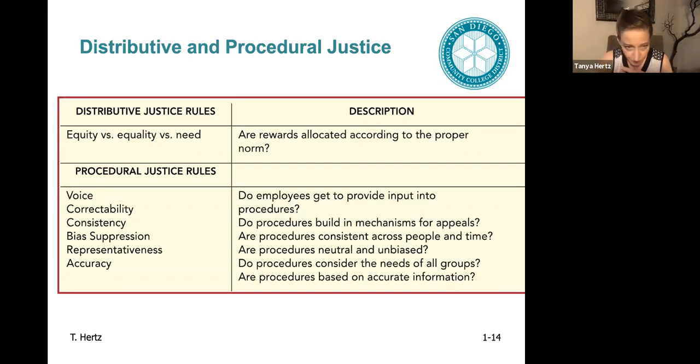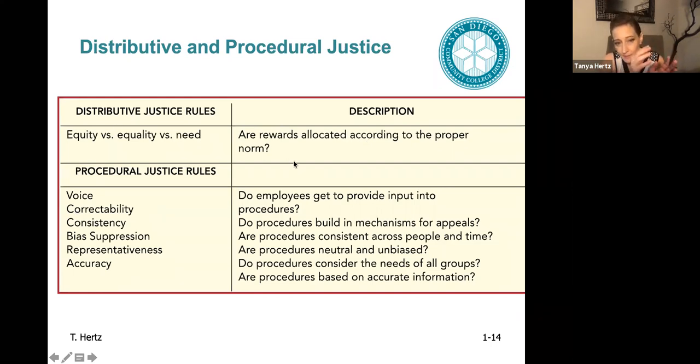So sorry. And so we talked about distributive justice, we talked about procedural justice. When you are looking at the rules for each, so the distributive justice rules, again, equity, equality, and need. So are the rewards allocated according to the proper norm? And most of the time in business, it's going to be equity, not equality or need.